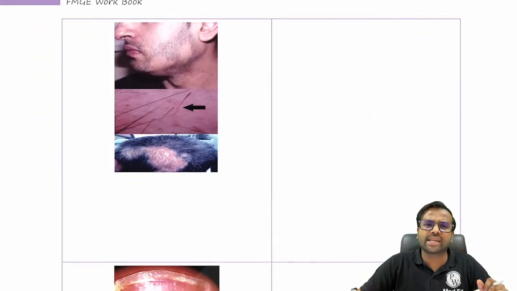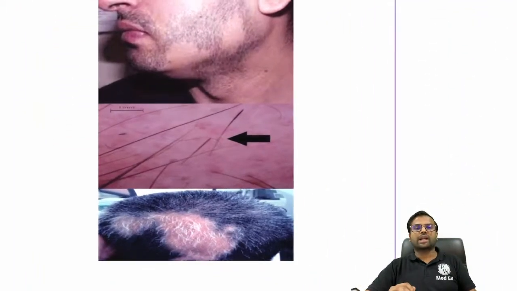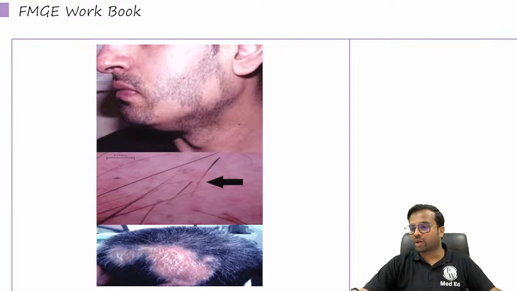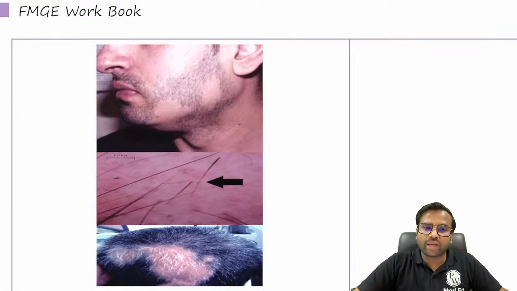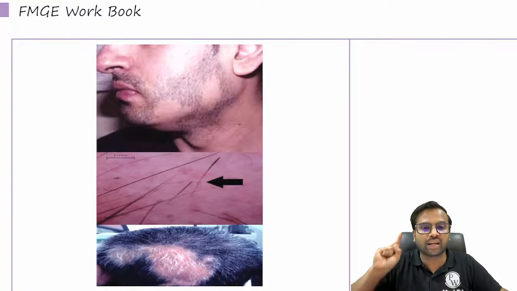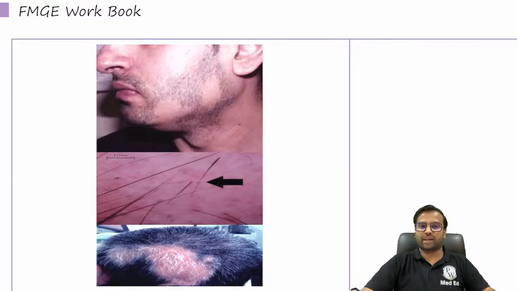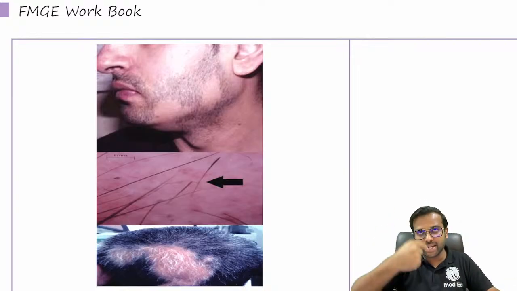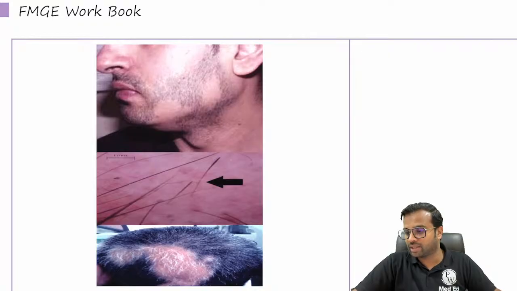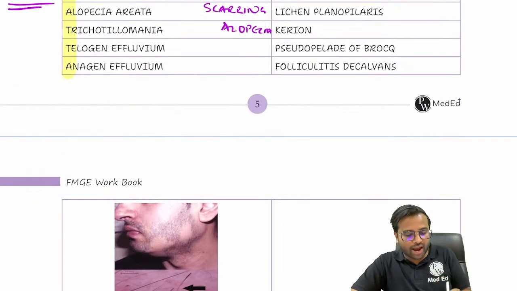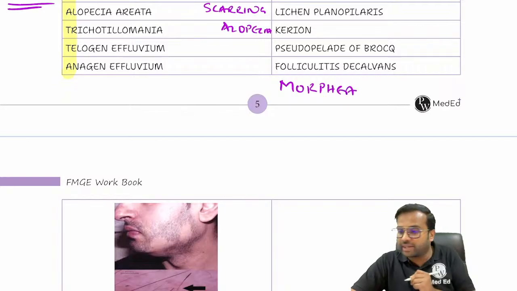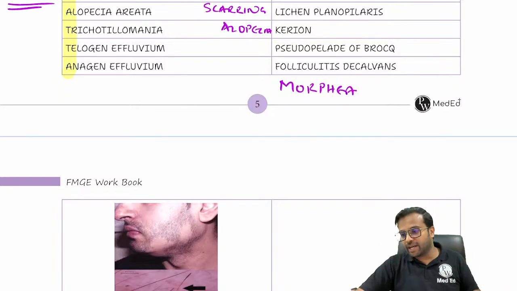So now let's see some of the hair disorders. First I'll zoom in on this image for all of you. Let's see these three images first. Can you tell me one single diagnosis? Very good. In morphea also you will get a scarring alopecia. A linear type of scarring alopecia, right? So I can add morphea here, where you can get a linear type.